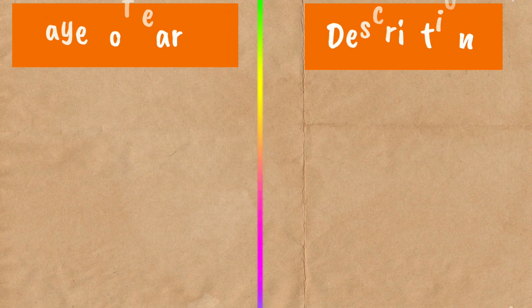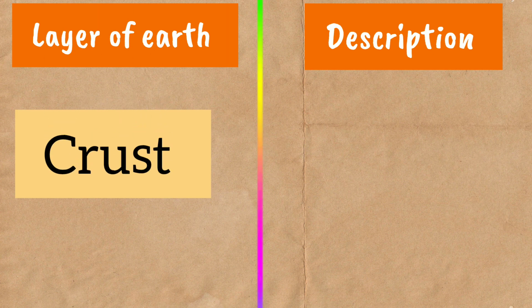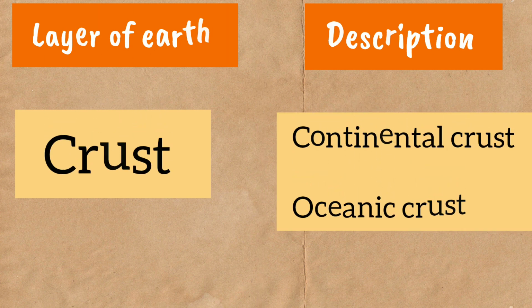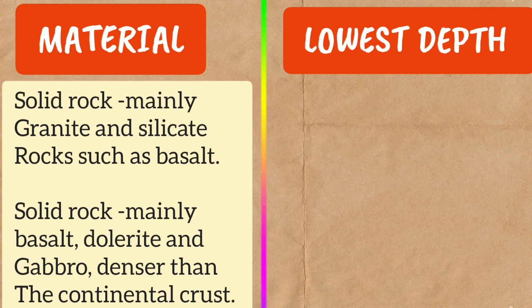The layer of earth is the crust, and the description is continental crust and oceanic crust. The continental crust is solid rock, mainly granite and silicate rocks such as basalt. Now the oceanic crust is solid rock, mainly basalt, dolerite and gabbro, denser than the continental crust, and the lowest depth is 35 km.